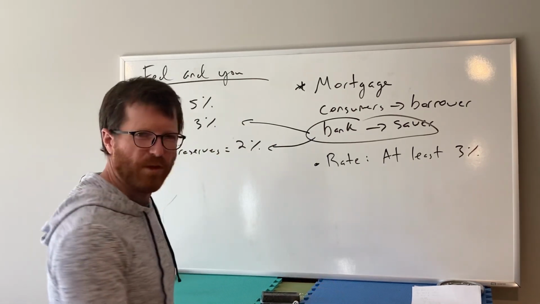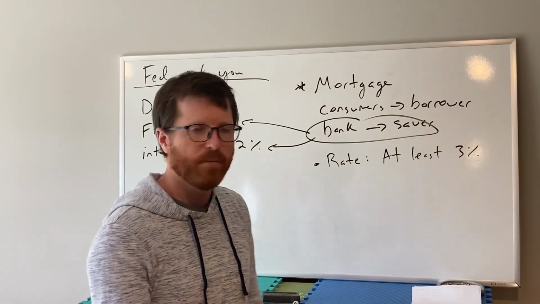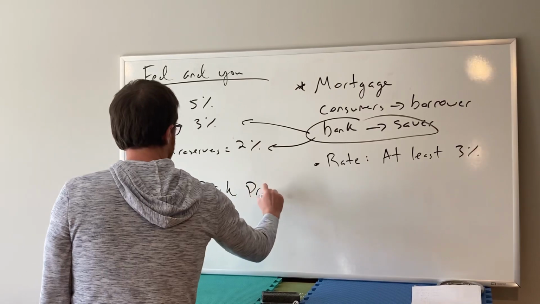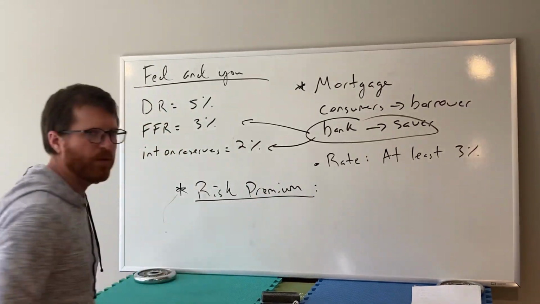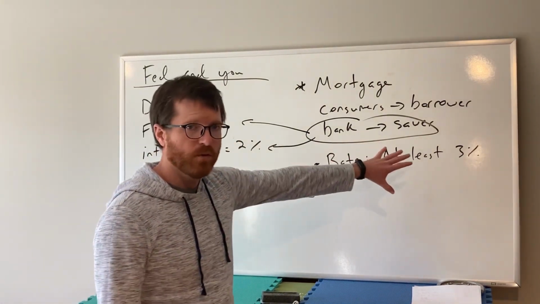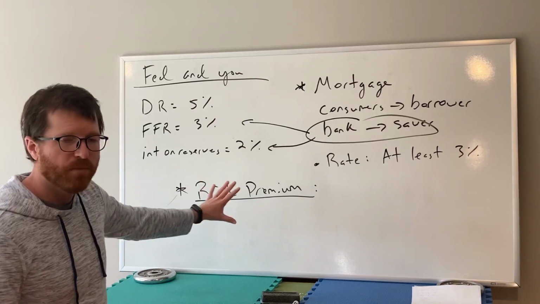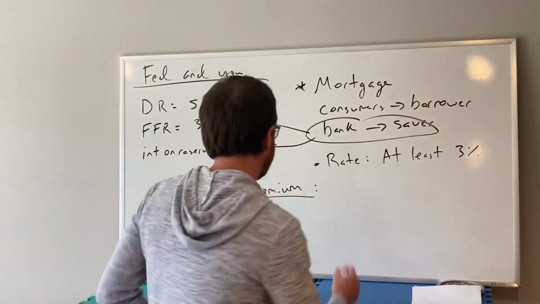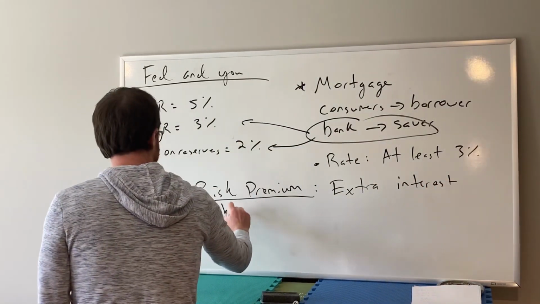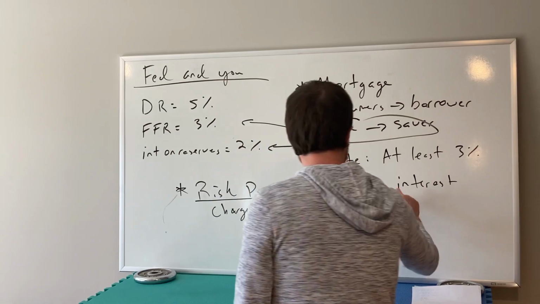So why do they charge so much more than 3% most of the time? Well, it has to do with the quality of the loan and the risk of the loan, okay? In the case of something like a mortgage, there's risk. And the risk premium refers to the extra interest they're going to charge the borrower. Because if a bank wants to lend money to another bank, that's practically risk-free. But if they lend money to you, you're risky, so they're going to charge you more. So this is the extra interest charged to you to offset the risk.